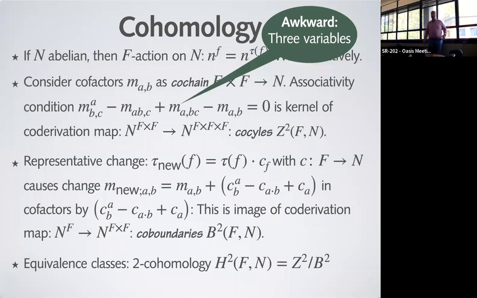The other thing I can do is ask what happens if I'm changing representatives, so I change my transversal by changing representatives. That gives me the coboundaries, again, which I could describe in a more formal, homological setting. And the theory tells me that the two-cocycles modulo the two-coboundaries correspond to equivalence classes of extensions.